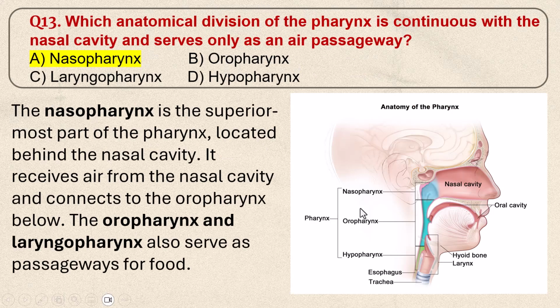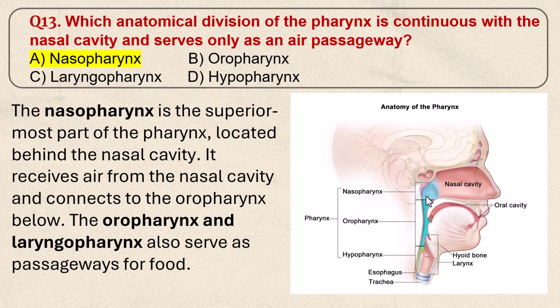Nasopharynx. So when you look at the anatomy, the pharynx is divided into three parts. The first part is the nasopharynx, the second part is the oropharynx, and the third part is the hypopharynx. The nasopharynx is the superior-most part of the pharynx located behind the nasal cavity. It receives air from the nasal cavity and connects to the oropharynx below.